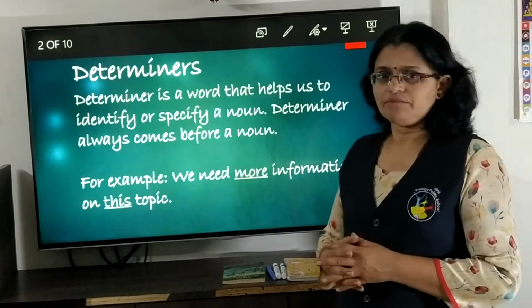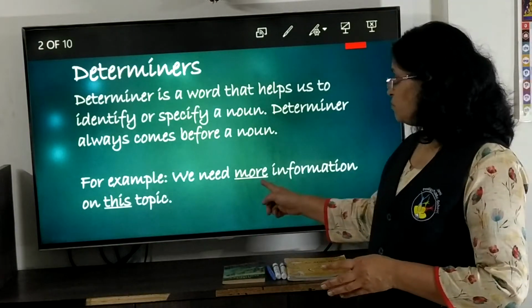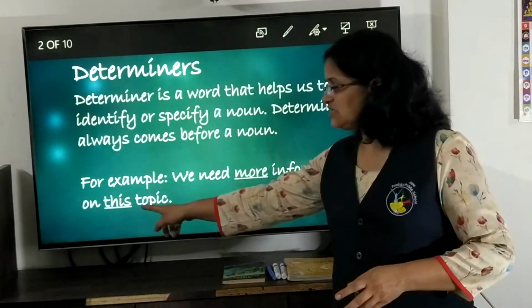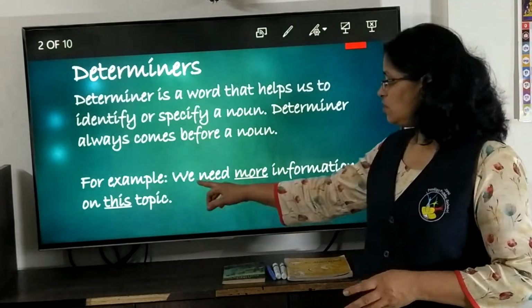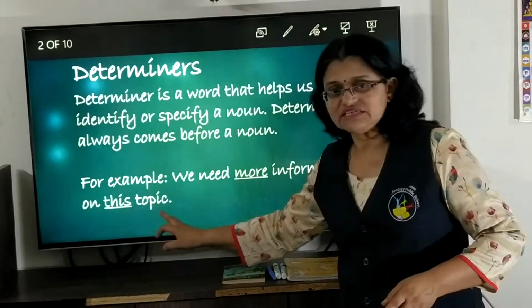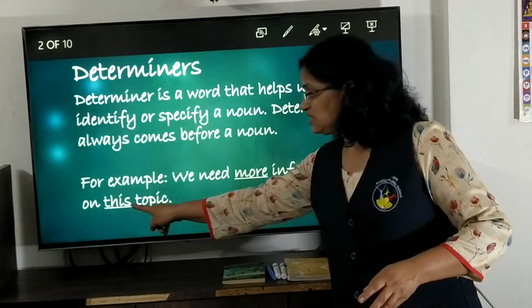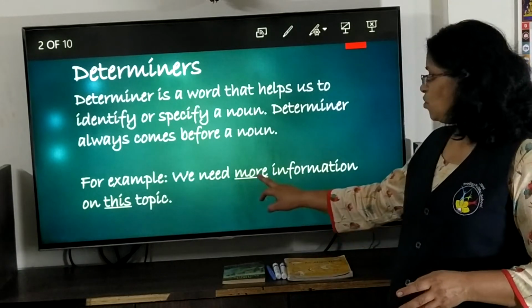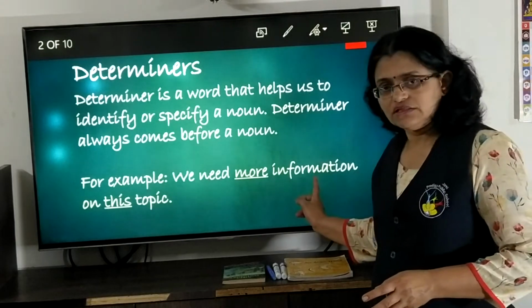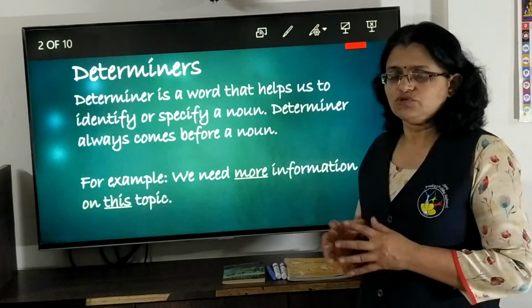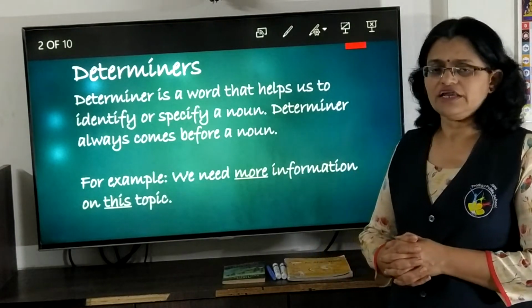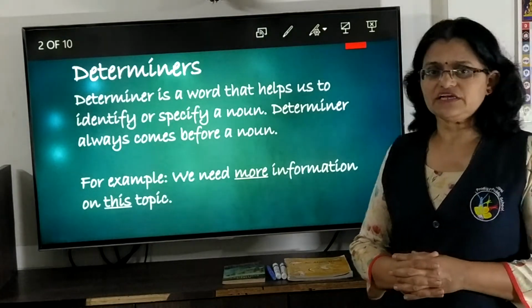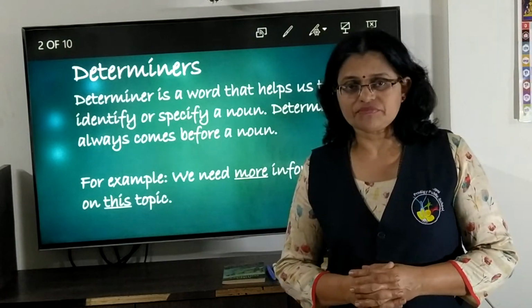Let's see one example. We need more information on this topic. So we need information on this topic. So this specifies the topic, and more specifies the noun information. So in this way, determiners are used to specify or determine nouns.